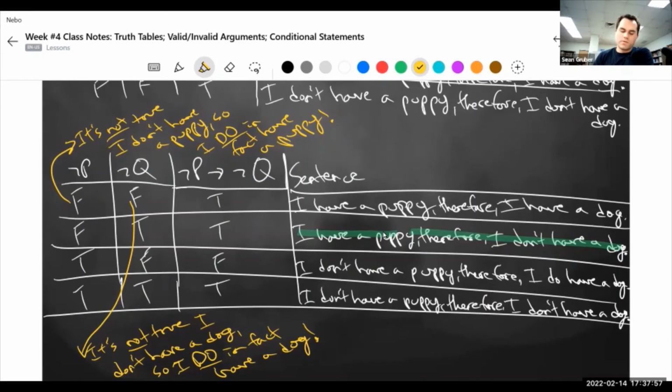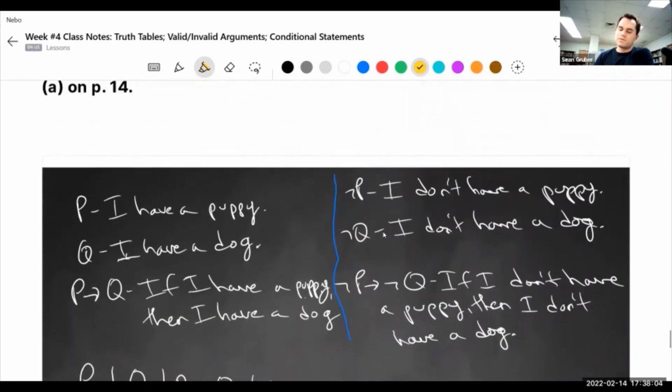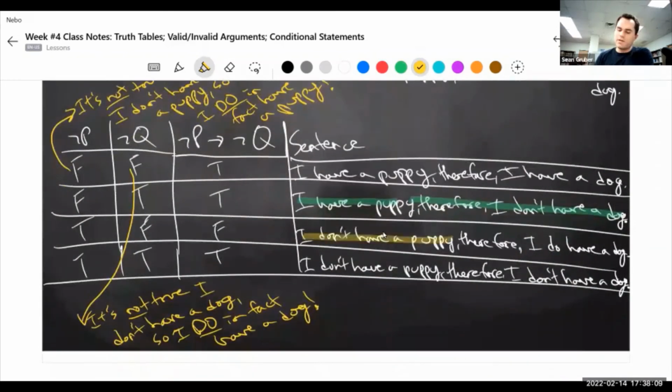If we look at the next one, it's true that not P. What does true not P mean? Again, that means it is true that I don't have a puppy. Let me see if I can erase the green up there. I don't have a puppy, right? It's true that I don't have a puppy. Therefore, and then false that I don't have a dog means I do have a dog. Therefore, I do have a dog, okay? So in the end, together, I don't have a puppy. Therefore, I do have a dog.